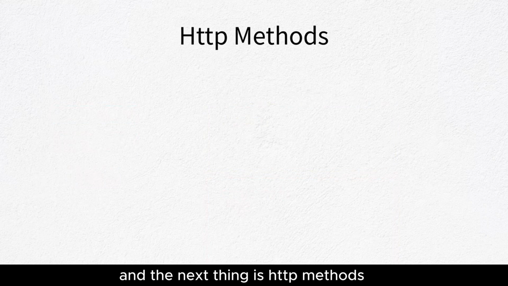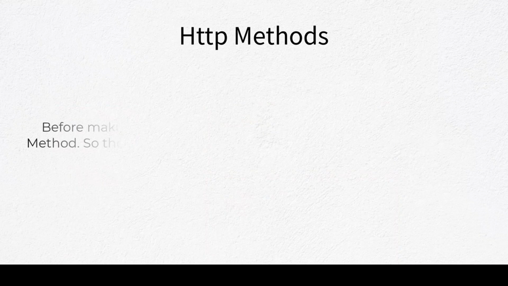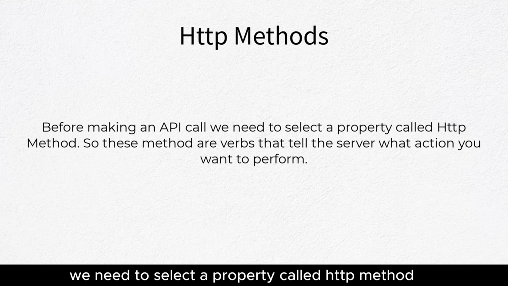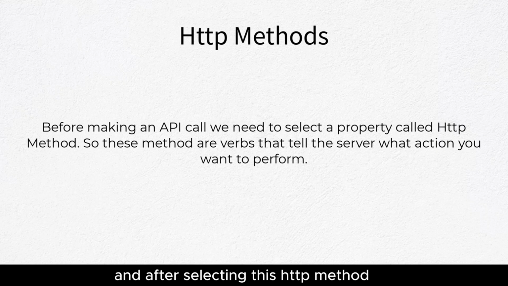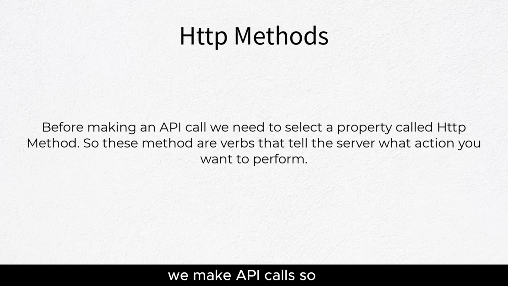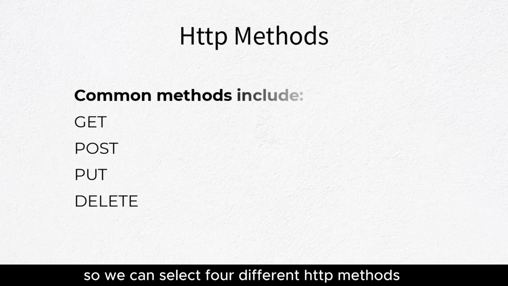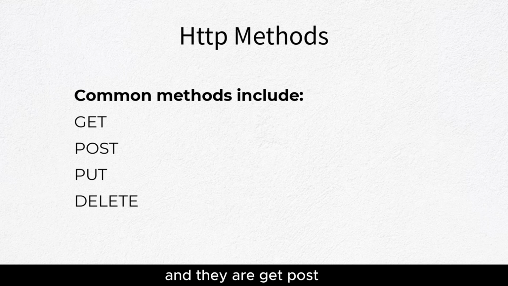And the next thing is HTTP methods. So when we make API calls, from our application we need to select a property called HTTP method, and after selecting this HTTP method we make API calls. These methods are actually verbs that tell the server what action you want to perform. So we can select 4 different HTTP methods, and they are get, post, put, and delete.